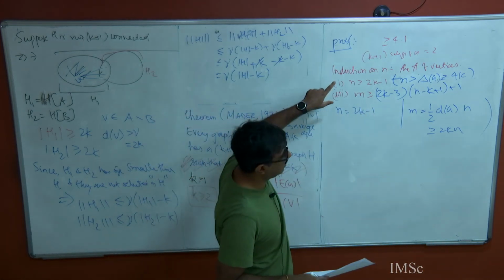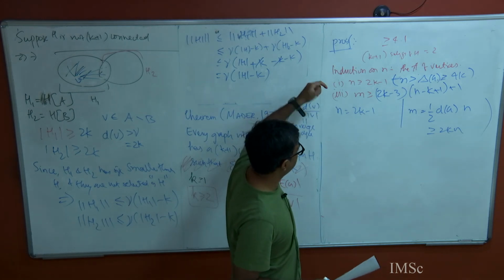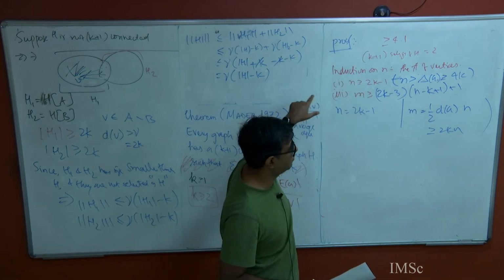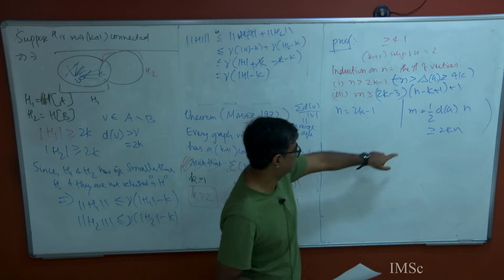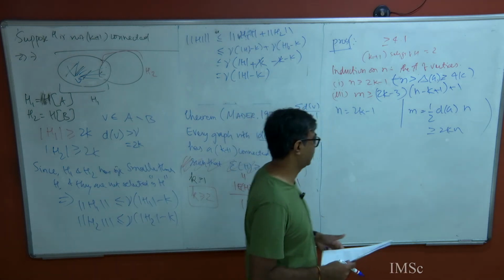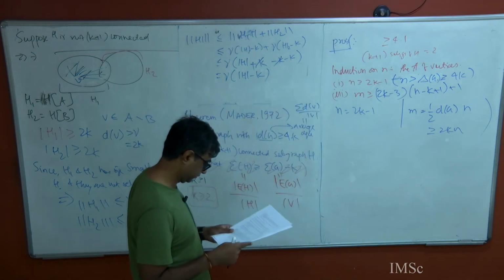But basically, it is saying that we are going to apply induction on n. Then notice the number of vertex in the graph is this much, number of edges in the graph is this much, because it is more than 2k. Okay? There's nothing more I have written there.